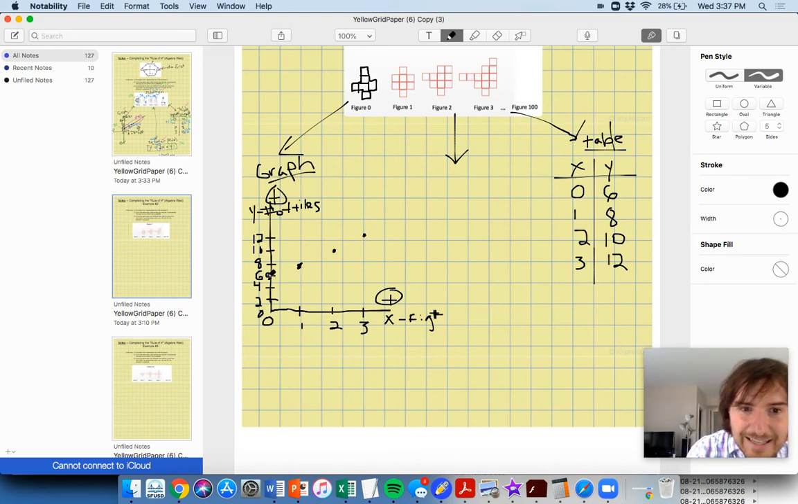And you know what? I can connect this with a line, right? This would be a line because, again, our change is by +2 each time. Graph done? Yes, it's done. We're all good to go. Now we're on to the equation.